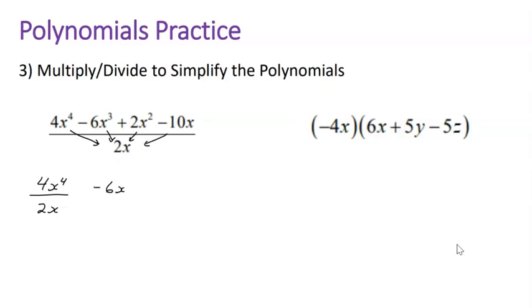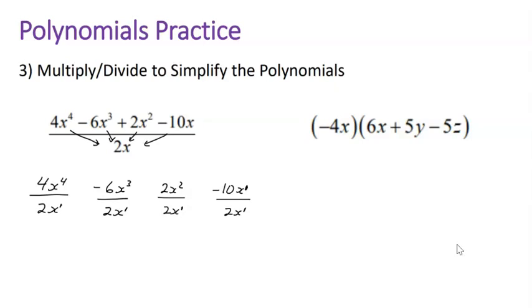So I'm going to rewrite each term above over top of 2x because I'm going to be dividing each and every term by 2x. Remember, when you divide, you're going to be dividing coefficients but subtracting the exponents of the like bases. So I'm going to indicate that when I have x, that means x to the power of 1. Now I'm ready to divide.